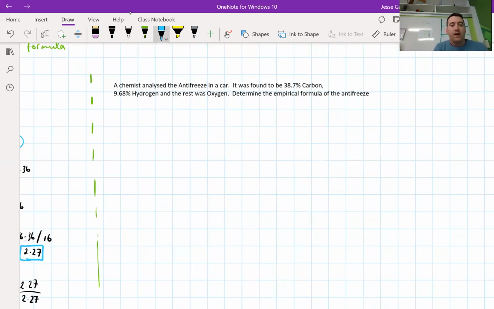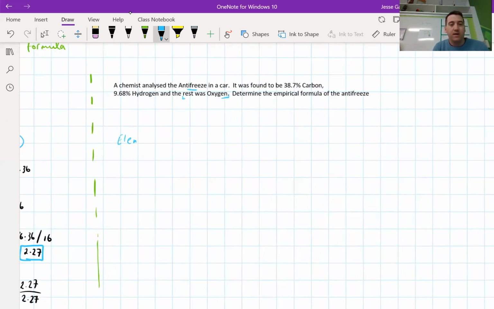Okay, so it says a chemist analyzed antifreeze in a car. So we've got the substance antifreeze. It was found to be 38.7% carbon, 9.68% hydrogen, and the rest was oxygen. Okay, so here's an extra layer of problem that we'll deal with in a second.